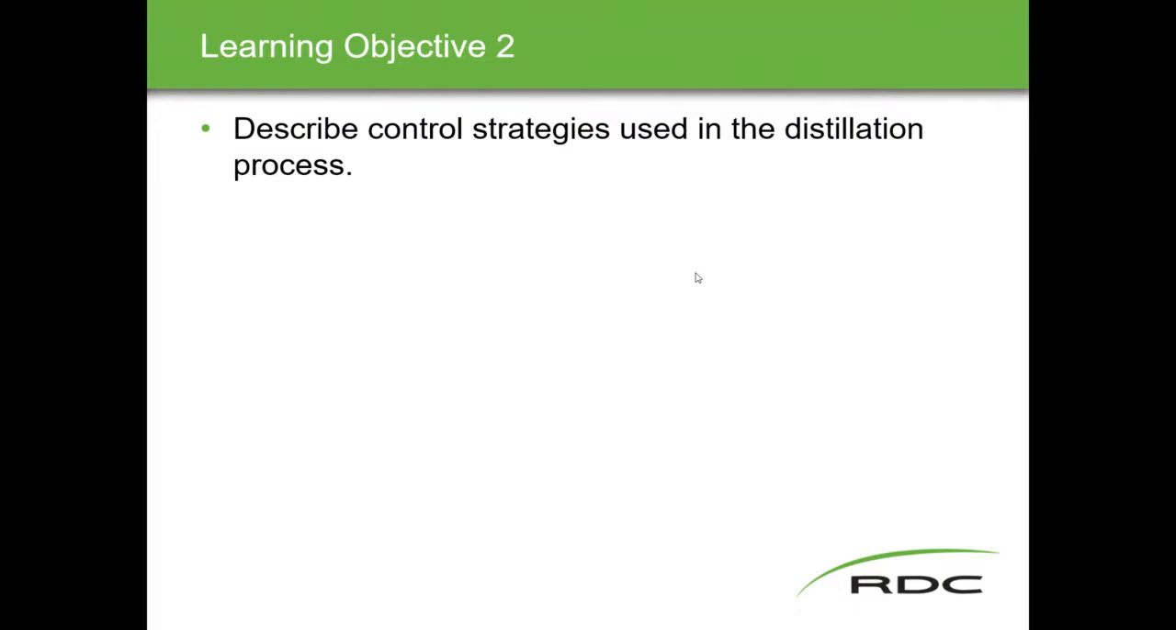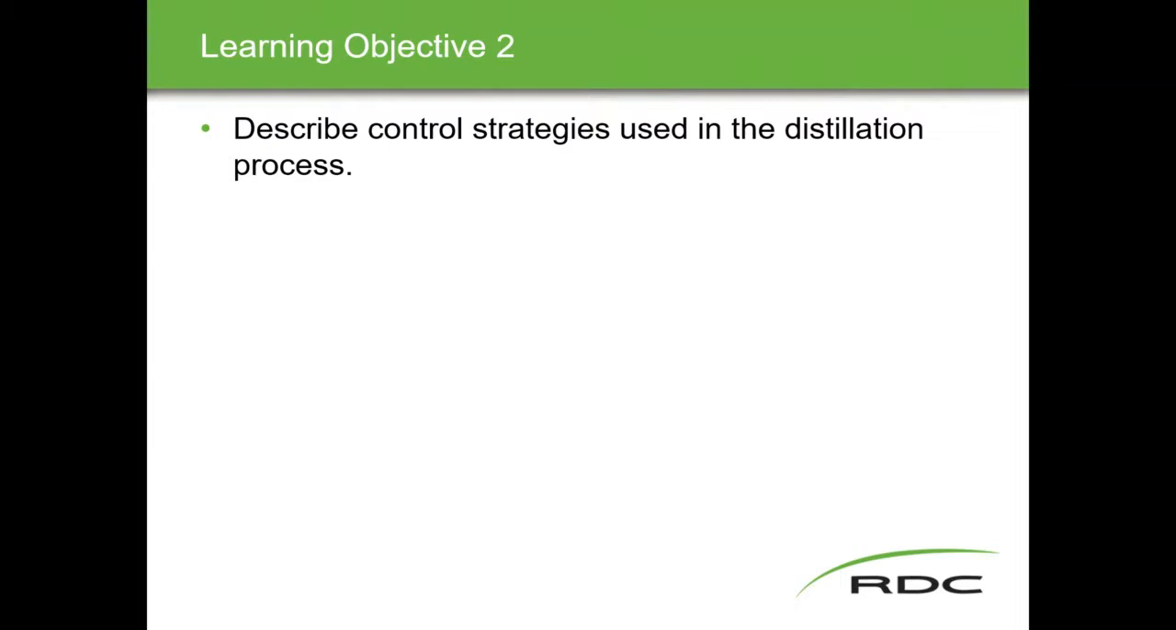Okay, so that takes us through the basics of looking at a distillation column and the functions that have to occur in order for us to be able to take a feedstock and separate it into distillate and bottoms. So now we take that model and we start applying some control strategies to it that are related to distillation. And there's more than one. So let's see what that looks like.